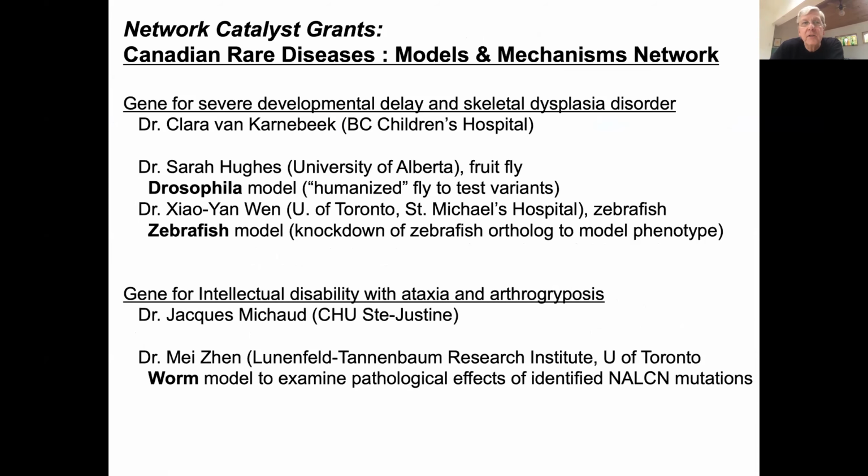I'm not going to go through the many examples, but this just shows 2 where there was a severe developmental delay in a skeletal dysplasia disorder. In this case, 2 independent grants were funded, one in Drosophila, one in zebrafish. And this led to a really high profile paper in Nature Genetics.